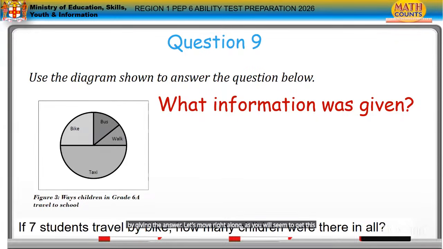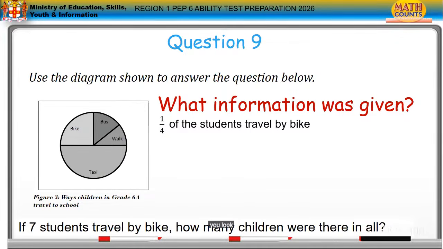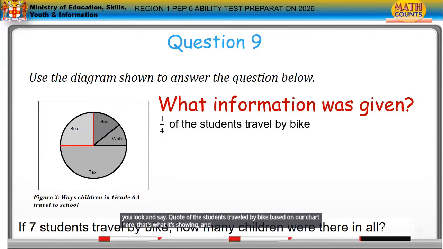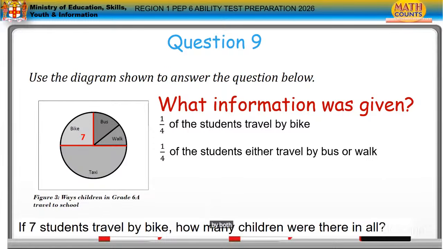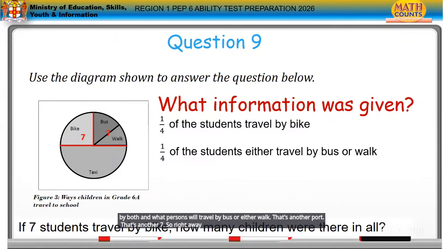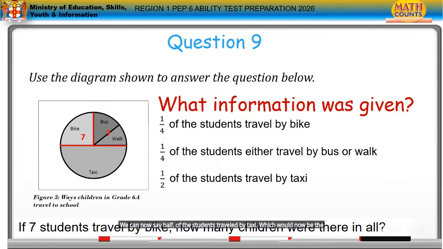Again, you look and say, a quarter of the students travel by bike based on our chart here. That's what it's showing. And that quarter represents 7. Another bit of information is there's another quarter shown by bus and walk. Persons who travel by bus or walk, that's another quarter. That's another 7. So right away, that's an easy solution for us. We can now say half of the students traveled by taxi, which would be the 7 plus 7 or 2 times 7, giving us 14.